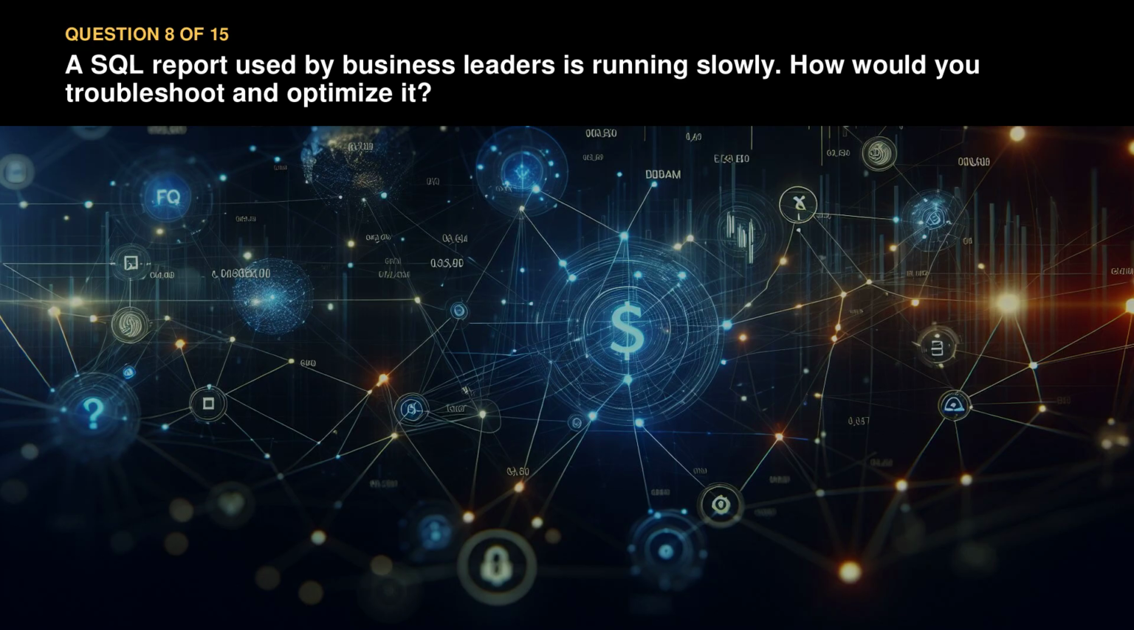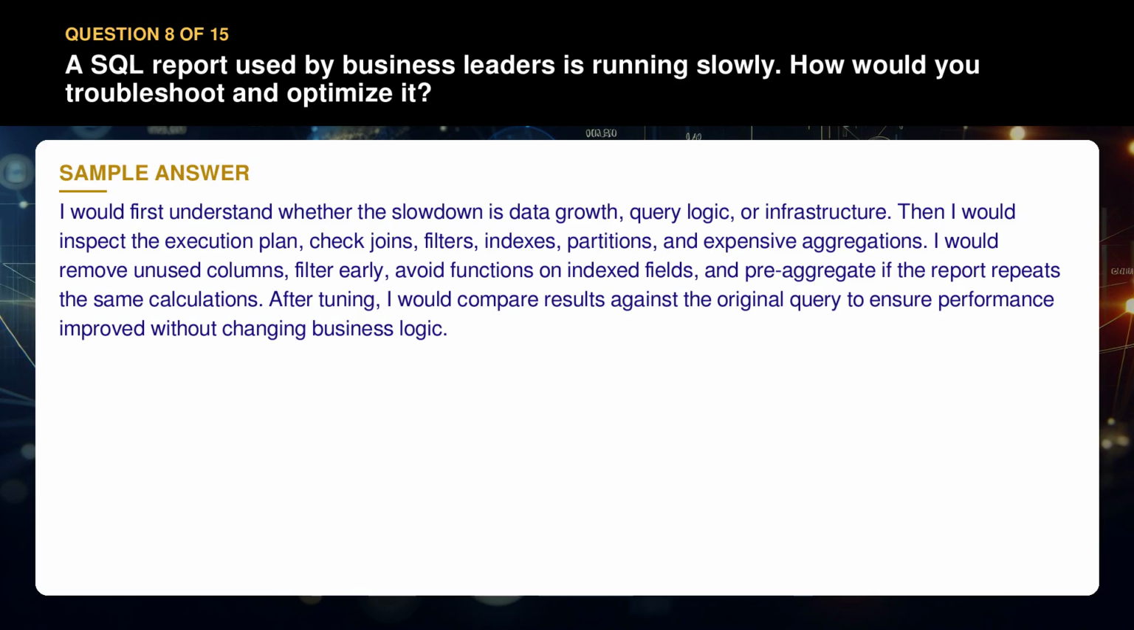How would you troubleshoot and optimize it? I would first understand whether the slowdown is data growth, query logic, or infrastructure. Then I would inspect the execution plan, check joins, filters, indexes, partitions, and expensive aggregations.